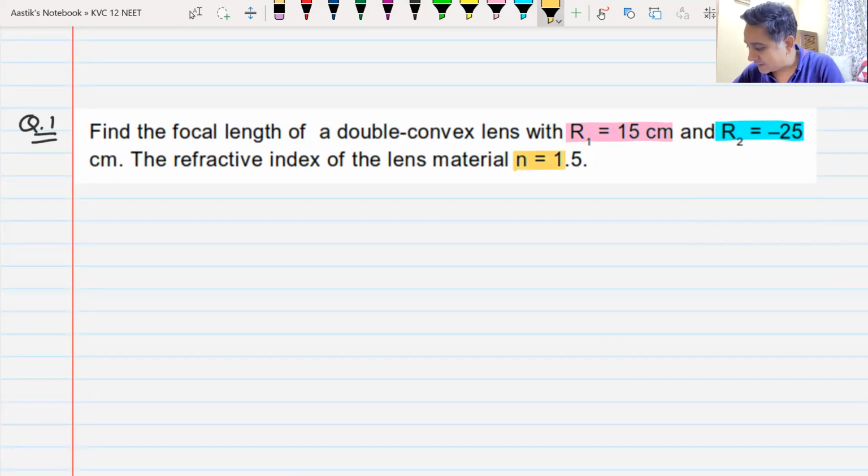The refractive index of the lens material. Normally, the refractive index of glass, wherever the question comes, will be given as 3 by 2, 1.5. So I'll give you a minute to solve this.